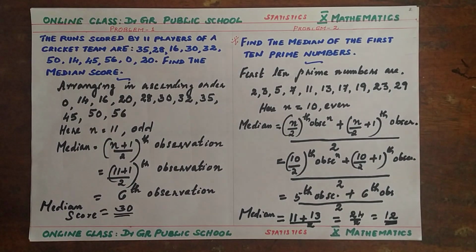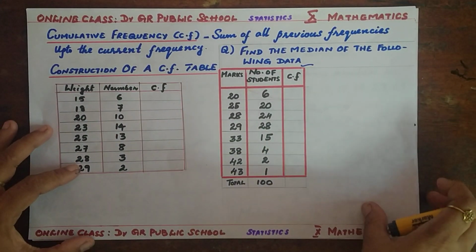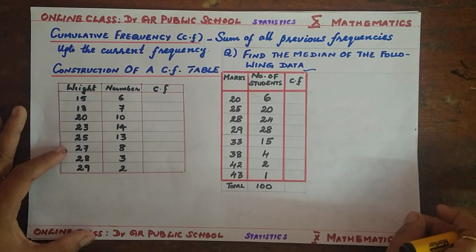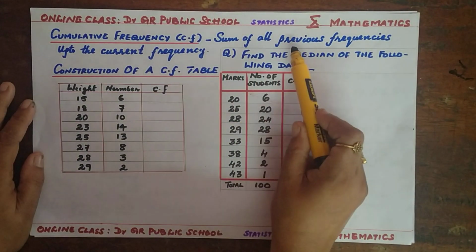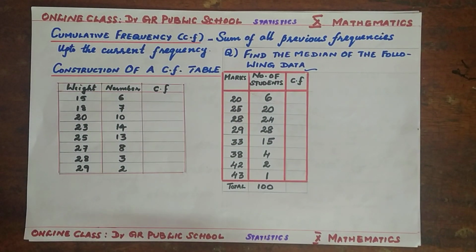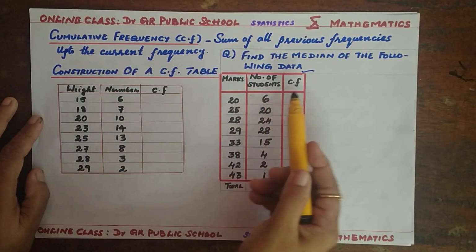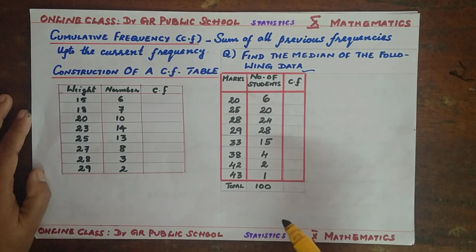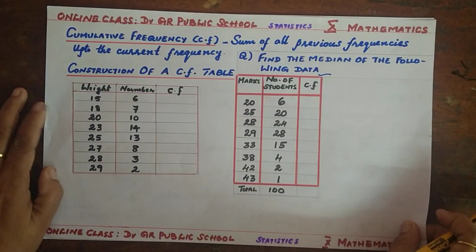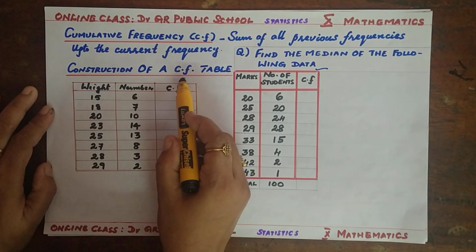Now I am going to discuss a very important, new term for you: the cumulative frequency. Cumulative frequency is the sum of all previous frequencies up to the current frequency. I am sure that you may not get a clear idea. After forming a cumulative frequency, we can come to the definition again. Okay, listen to the construction of a cumulative frequency table.